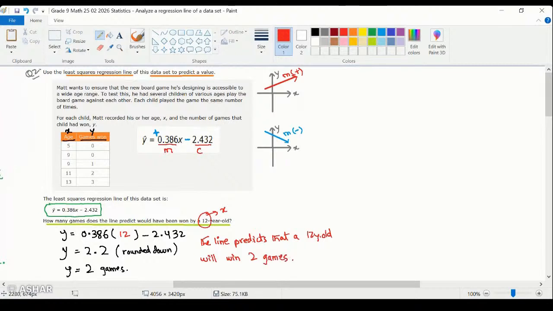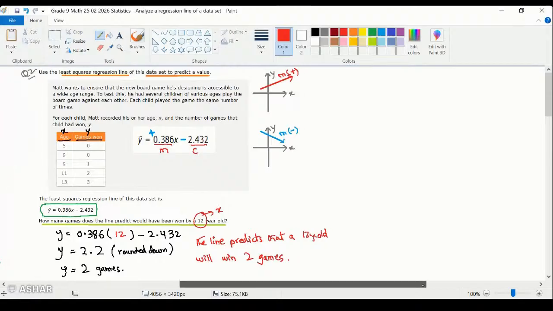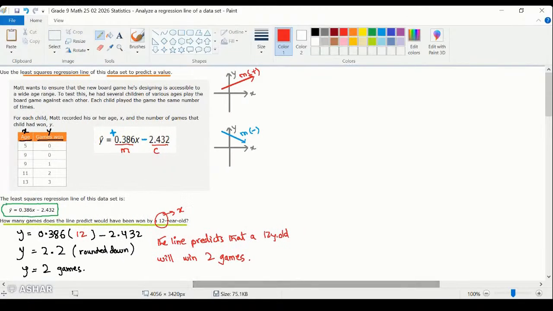Agreed? Do we agree on this? So we have to find the prediction for this. Let's move ahead. Let's see what question number 3 has for us. Are there any questions up till now? If there are any questions, do let me know.